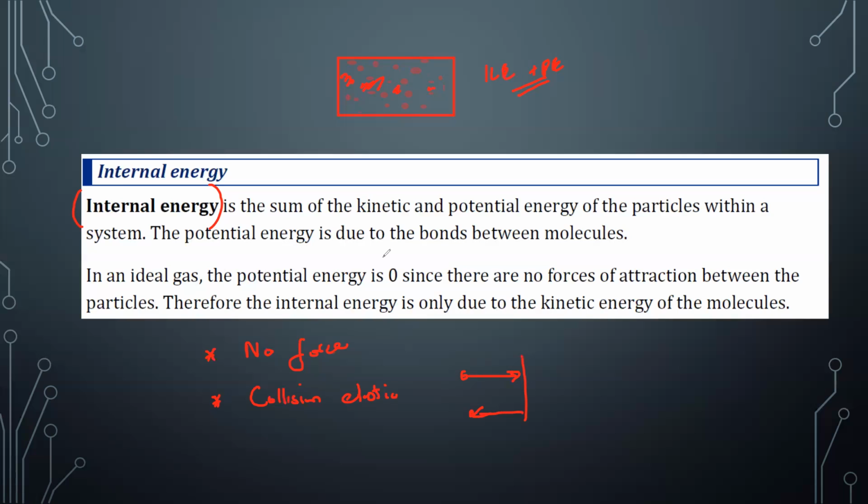So in an ideal gas, the potential energy is zero since there is no force of attraction between the particles. Therefore, internal energy is due to the kinetic energy of the molecules. So an ideal gas follows these postulates: the force of attraction between the molecules is negligible, and the collisions between the particles as well as with the wall are perfectly elastic. But in reality, the collisions are not elastic.